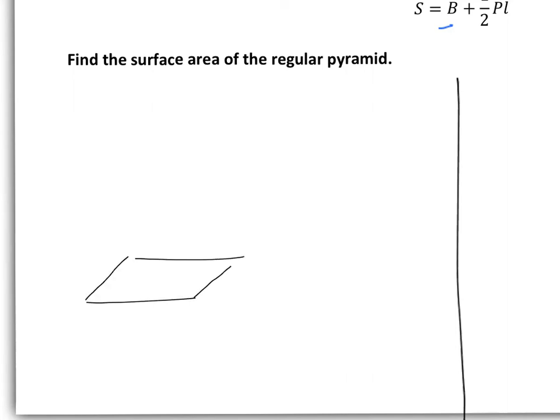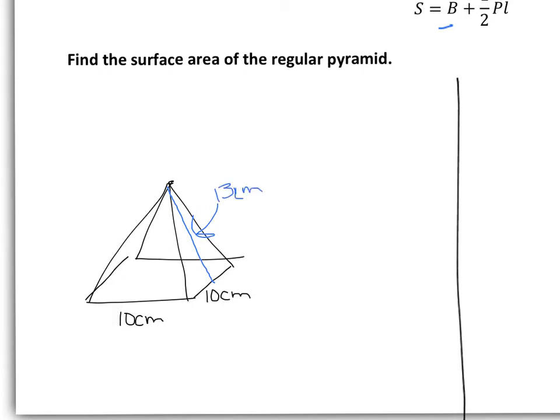So I've got my pyramid, and it tells me that it has a square base with sides that measure 10 centimeters, and it's going to actually give me my slant height and tell me that my slant height is 13 centimeters. Okay, so we need to find three pieces of information here.